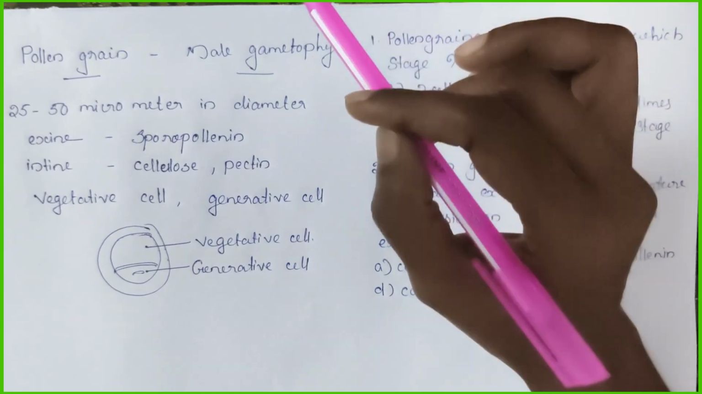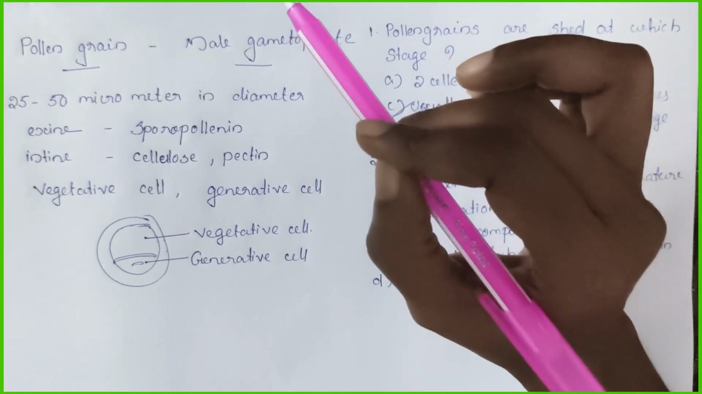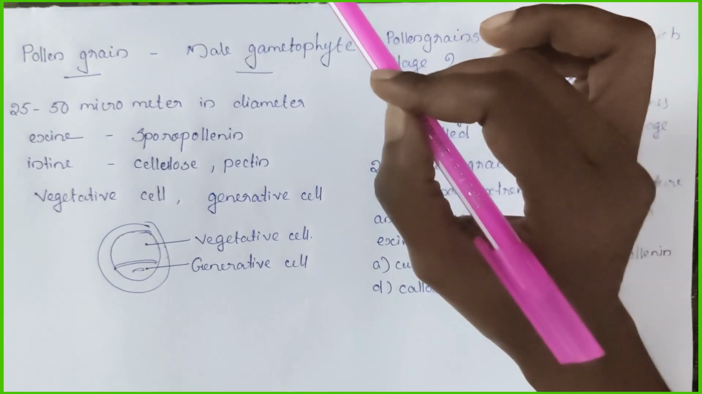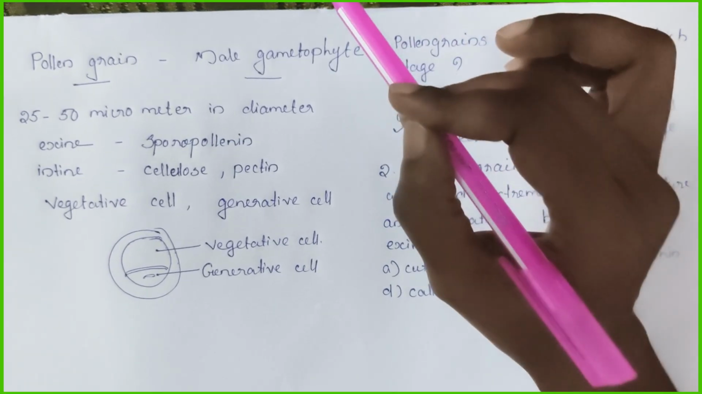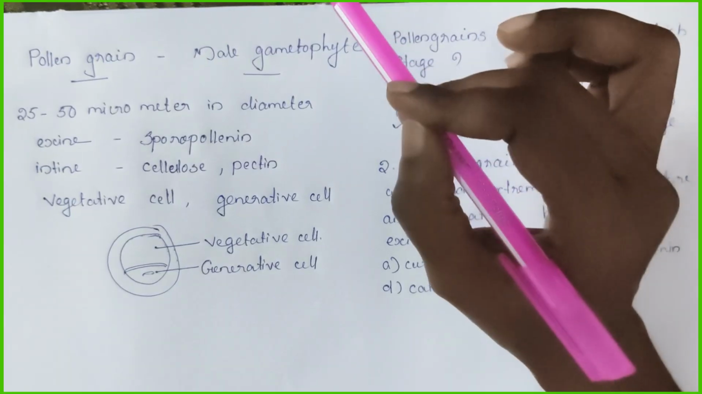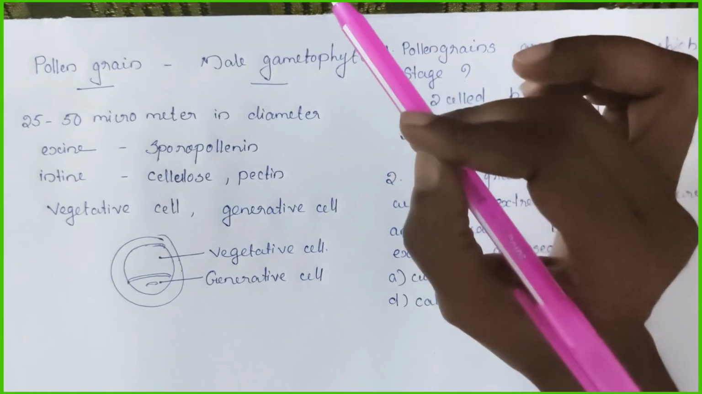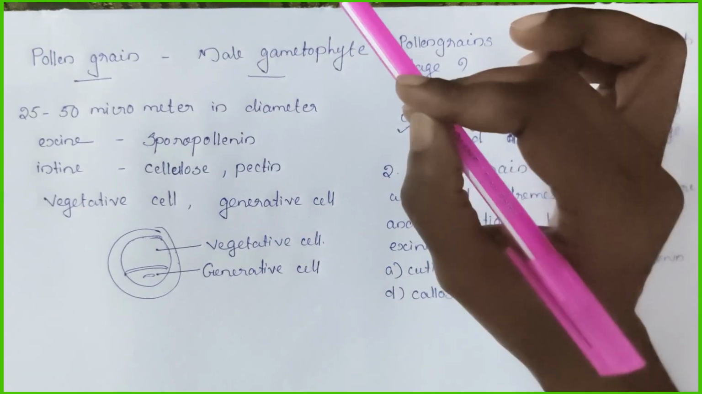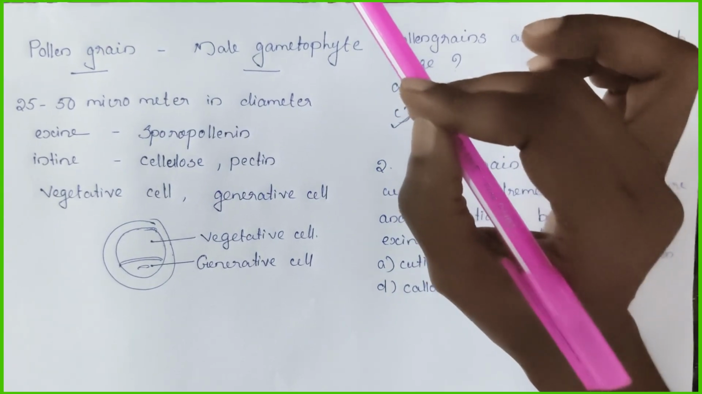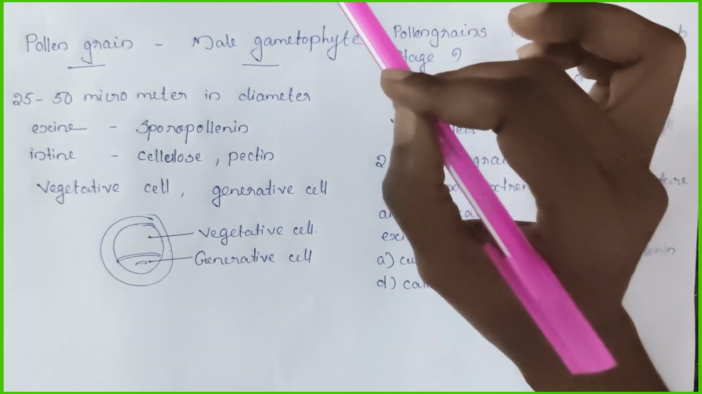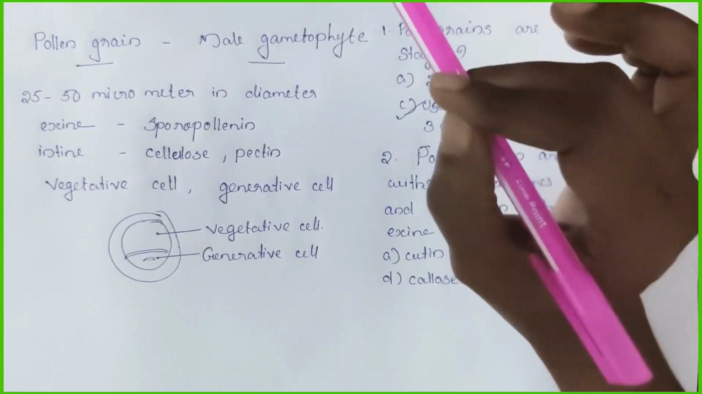Because of that reason, they are stored artificially. That is called a pollen bank. They are stored artificially with the help of liquid nitrogen at minus 196 degrees Celsius. That process is called cryopreservation. Pollen grains are stored artificially in the pollen bank, and they can be used whenever the farmers need them. So that is what you should understand about the pollen grain.